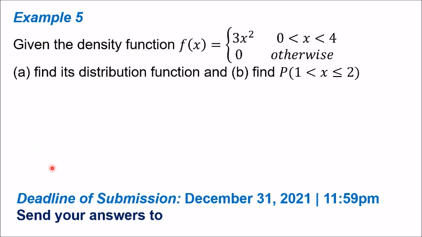Okay, so deadline of submission will be on December 31, 2021 at 11:59 p.m. Send your answers to my email. Hindi ko na lang nilagay dito. Alam nyo na yun. Nabigay ko lang sa inyo dati pa.